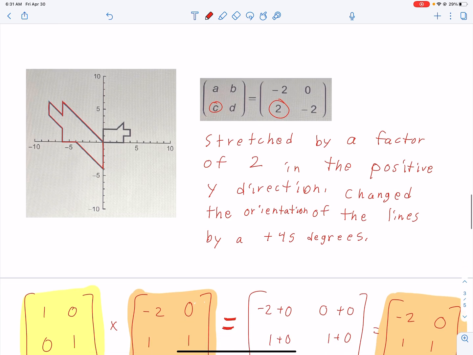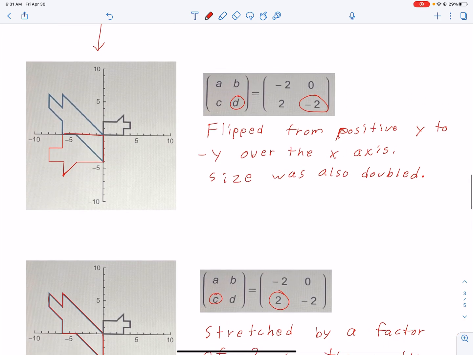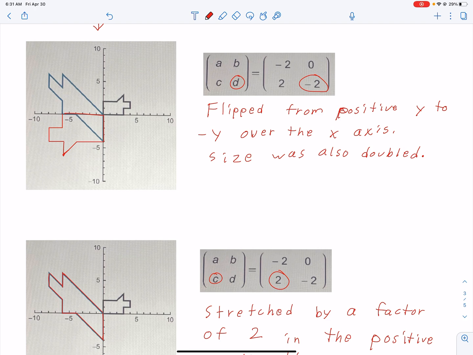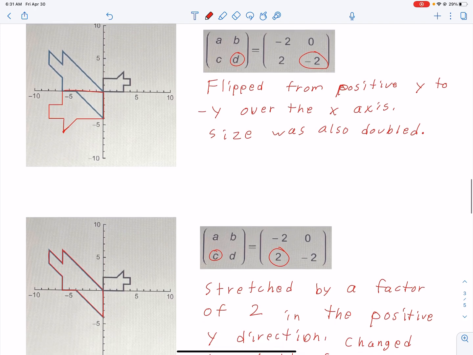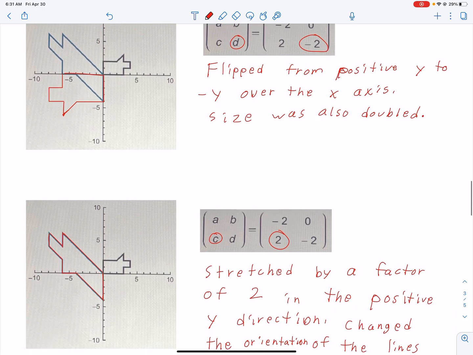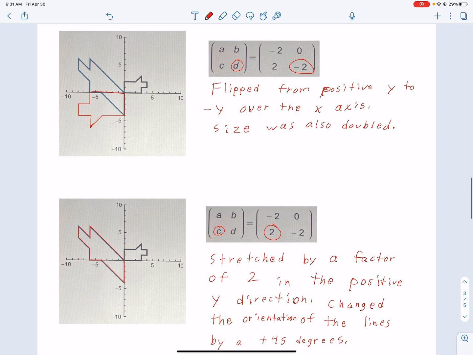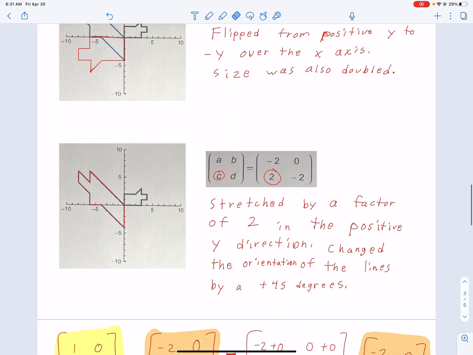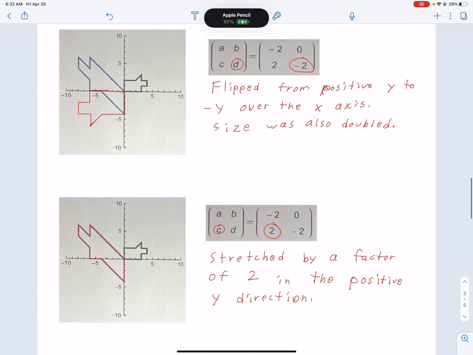So it's stretched by a factor of 2, and a little detail is that if you look between the two, all the lines or the angles actually changed by 45 degrees. Actually, that is not it. Ignore that. That is not true. It's only true for some of the lines, such as the ear.